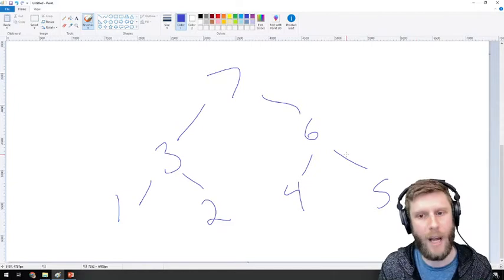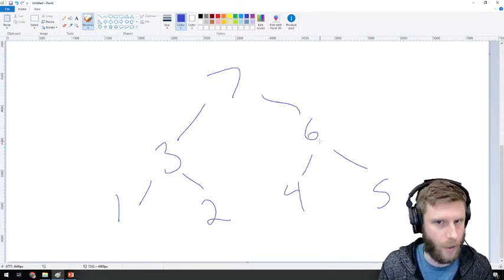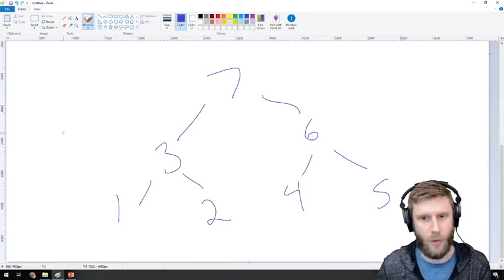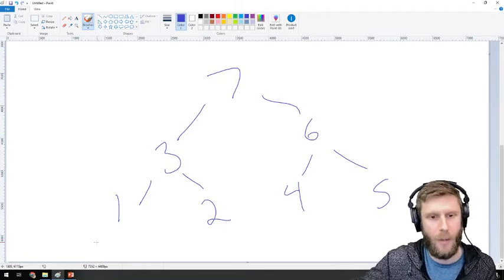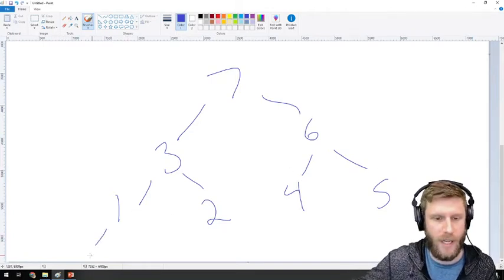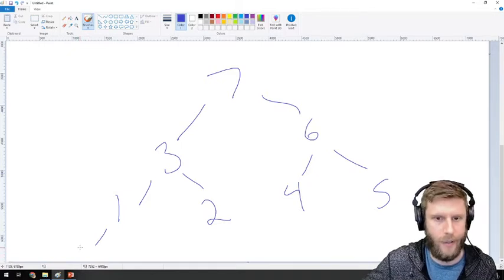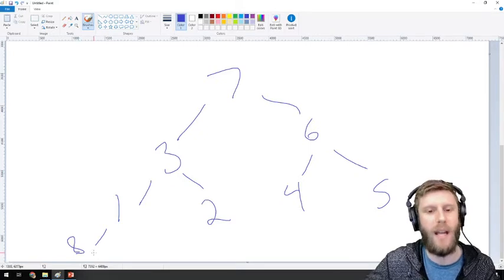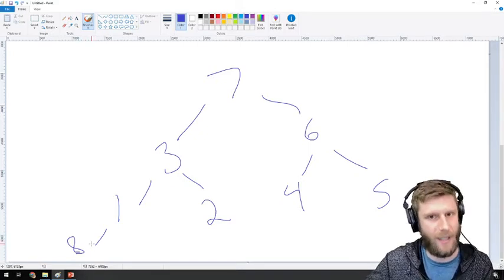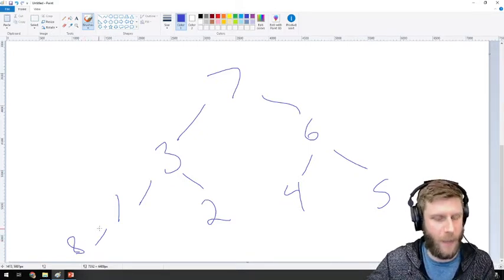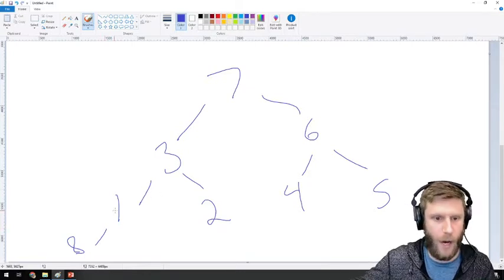Now, if I ever want to add something to the max heap, here's what we do. All we have to do is put it in the next available slot, which would be here, because we always fill left to right. Let's say I put in the number 8. Well, what's going to happen? Whenever you add something, you compare with its parent. If they're out of order, you swap them.